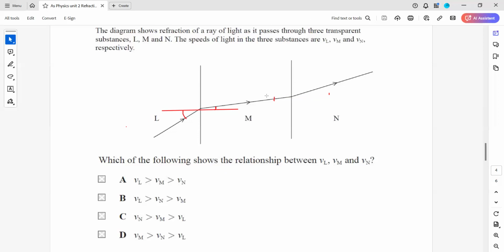So it shows the light is traveling much faster in one and the slowest speed should be in M. Which one has the slowest speed? M, the last one. So the speed of light is greater in L than N, and in N it is greater than M. So M has the slowest speed, because the light bent towards the normal moving from L to M, and then it bent away from the normal, which shows it was traveling much slower in M.